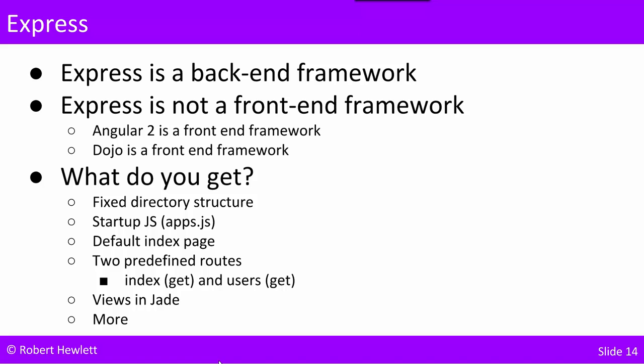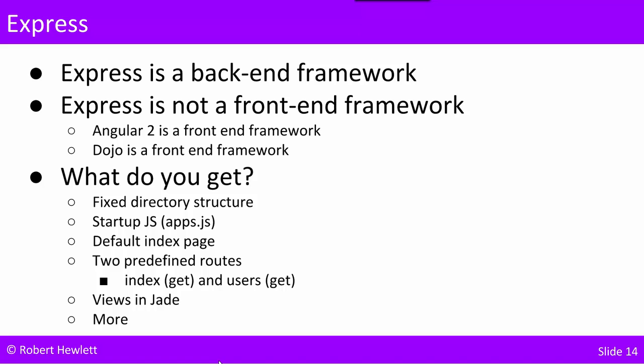You get a default index page to get you started, because a lot of apps today, well, not a lot, but a few web apps try to be single page apps. And so you can usually handle it with one page. So you get a default index page, you get two predefined routes, and we got to figure out what routes are. You get index get and users get, and I got the method in here because that becomes important later on. You get some predefined views in JADE, and a few other goodies in terms of styles and that as well.